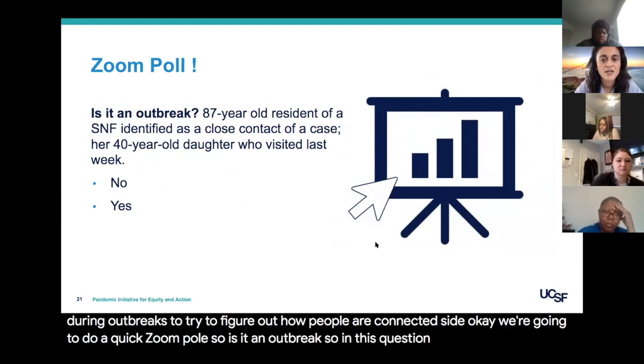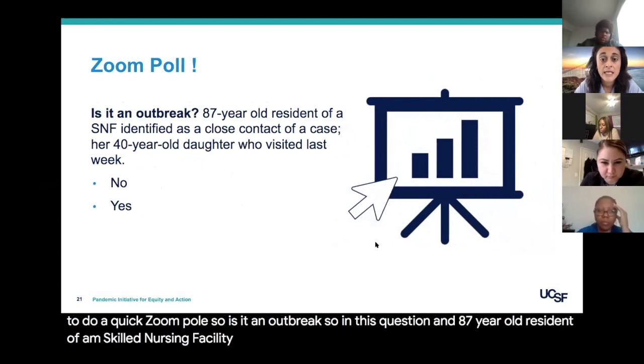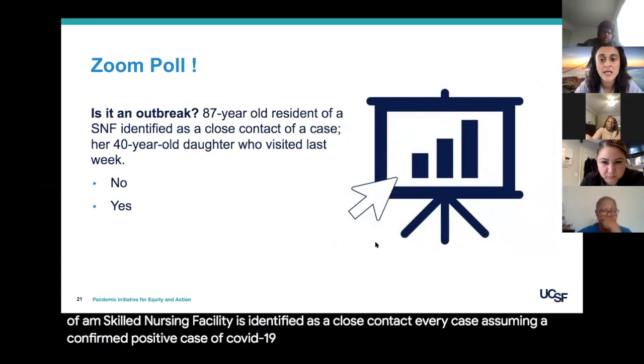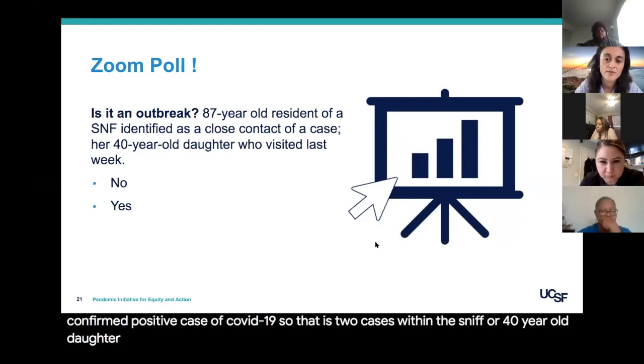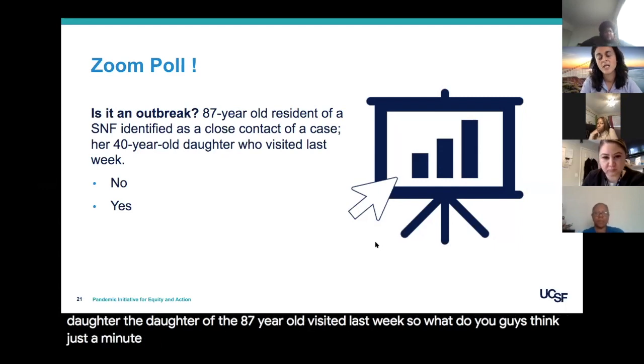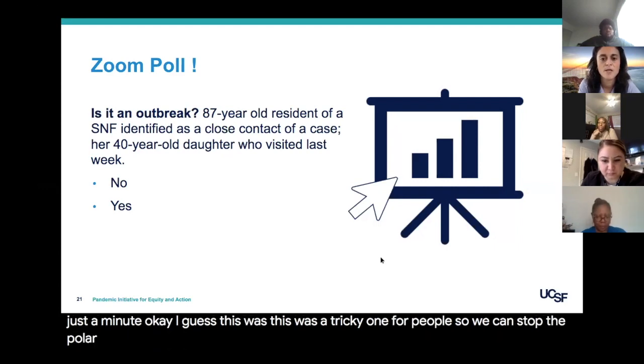So in this question, an 87-year-old resident of a skilled nursing facility is identified as a close contact of a case. So I'm assuming a confirmed positive case of COVID-19. So that is 2 cases within the SNF. Her 40-year-old daughter, the daughter of the 87-year-old, visited last week. So what do you guys think? Just another minute. Okay, I guess this was a tricky one for people. So we can stop the poll.